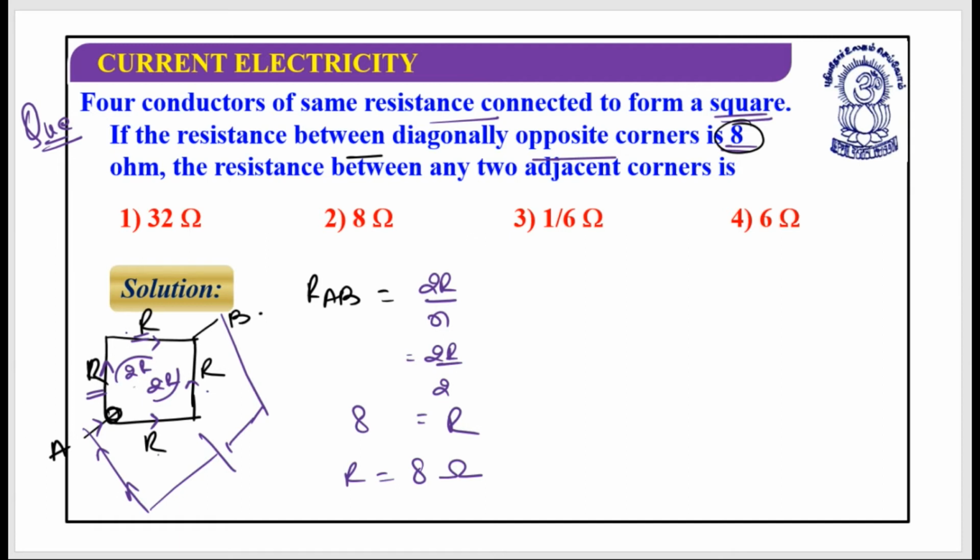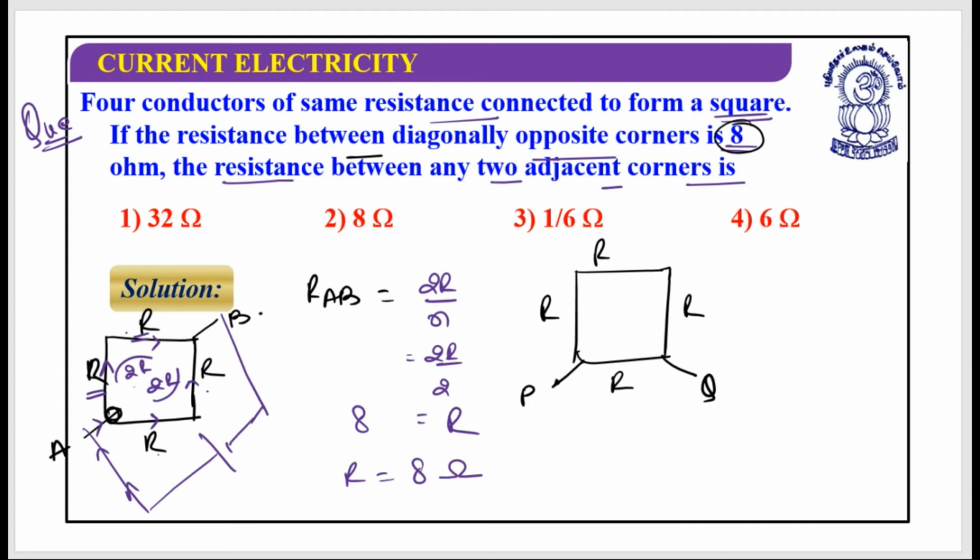Now what is the requirement? The requirement is the resistance between any two adjacent corners. So let's redraw the structure. This is the situation. Let's suppose they want this, P and Q. These are the two adjacent corners. This is R, R, R and R. Now I know that the value of R is 8 ohm. So it is RPQ. Look at this: these 3, R, R and R, will form a 3R. This is going to form an R. And these 2 are in the parallel combination.